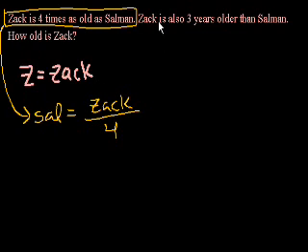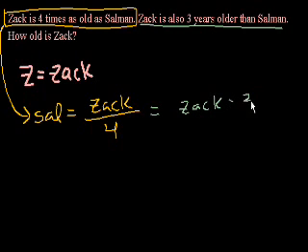But then it also says here, let me put this in a different color, that Zach is also 3 years older than Salman. So that means that also Sal would be Zach minus 3, right? The first sentence says Zach is 4 times as old as Salman. Well, that means that if you take Zach's age and divide it by 4, you get Sal's age. The second sentence says Zach is also 3 years older than Salman. So that means if you take Zach's age and you subtract 3 from it, you get Sal's age again.